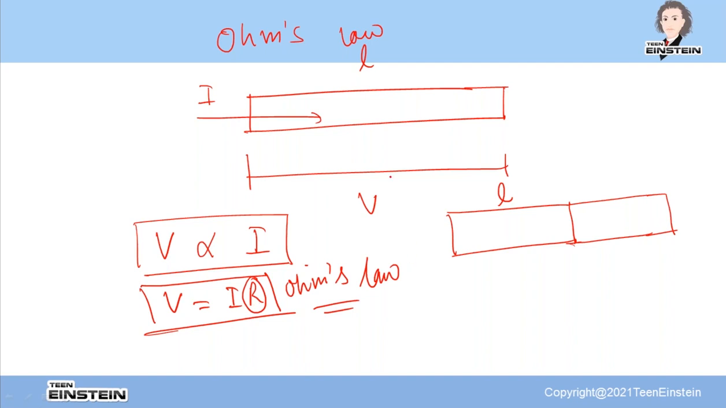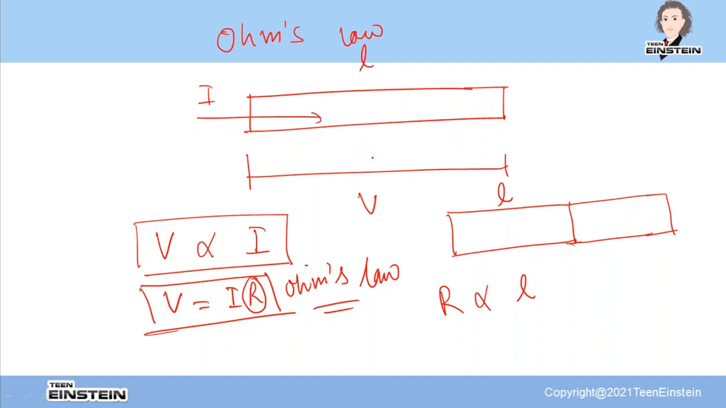depends on various factors. First, this resistance varies like this: R is proportional to L. This can be proved very well.